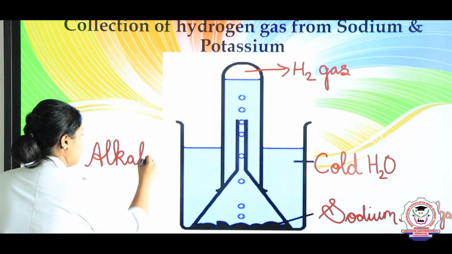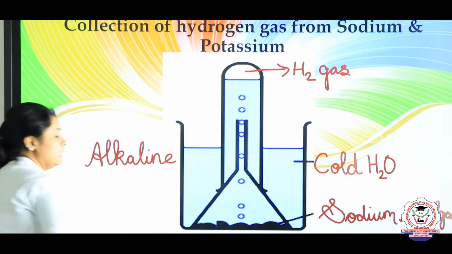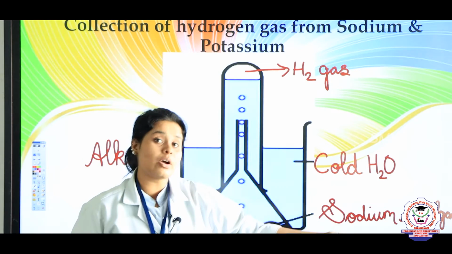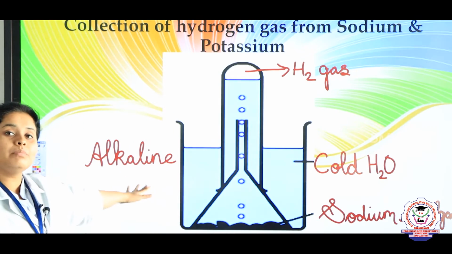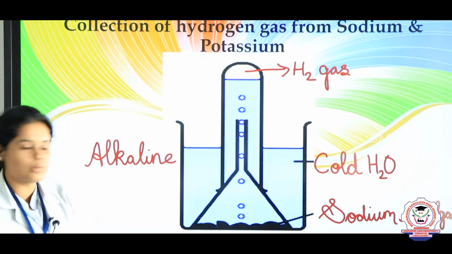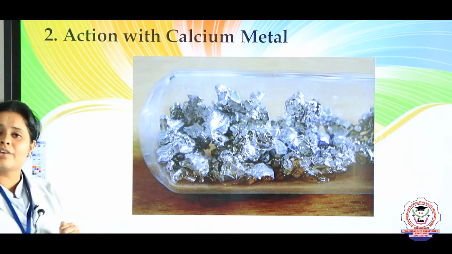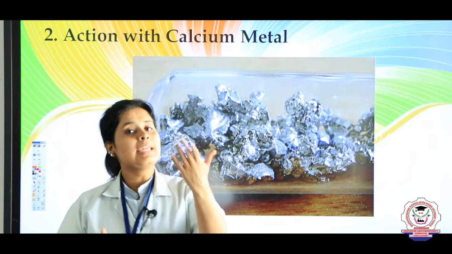Alkaline, because alkaline is a base. So here, due to the formation of sodium hydroxide, that is why it becomes an alkali solution. Okay? Now let's see how the reaction will go on if you are taking a calcium metal.